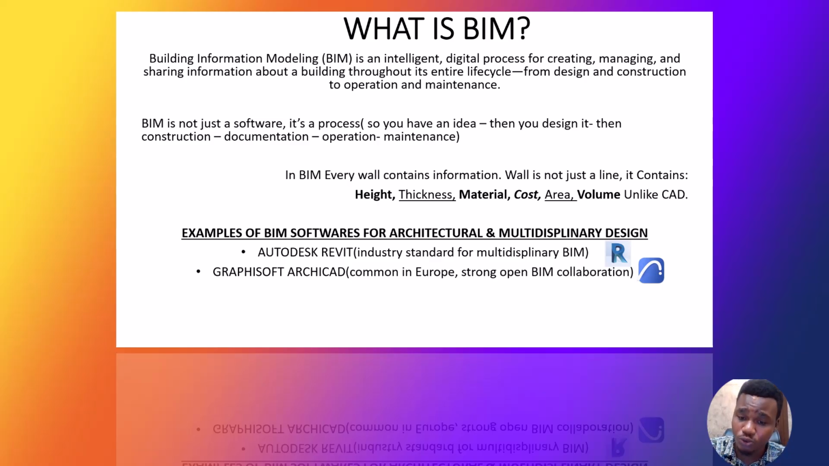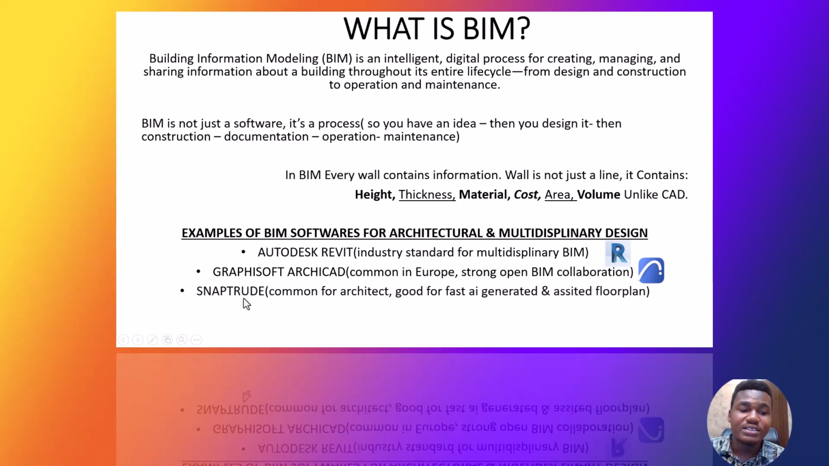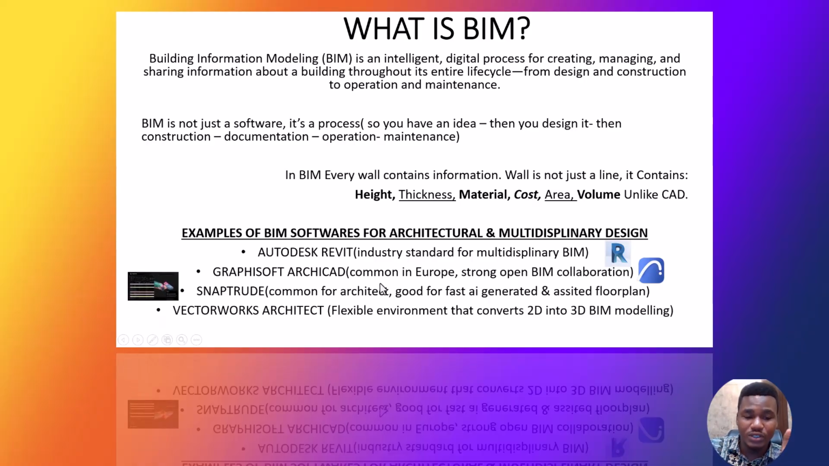And one that is not quite common again is the snapshot. It's very common for architects. Why people love it a lot is because of the fast AI-generated floor plan. So once you are doing your floor plan, it can assist with your floor plan because of this AI, and can also create a floor plan from the beginning. That is the structure. And then the last but not the least is Vectorworks Architect. Very flexible. But the thing is, you first draw it in 2D, that's using lines. Then it converts the lines you have drawn to walls and to 3D modeling. So that is everything. But the thing is, why Revit?